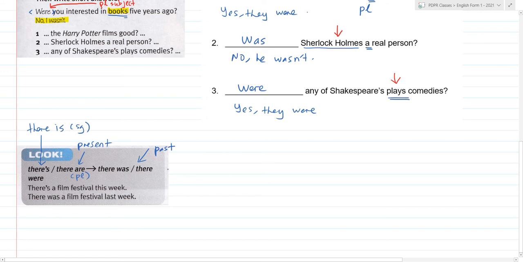Similar to the past tense form, was is for singular and were is for plural, but it is in the past form. So the sentence, there's a film festival this week, or there is a film festival this week. This week means this is present. The second sentence, there was a film festival last week. Okay, the verb is was and then last week. So this means in the past. So that is the explanation for this section.